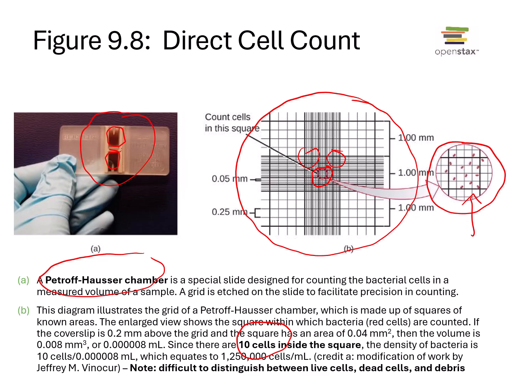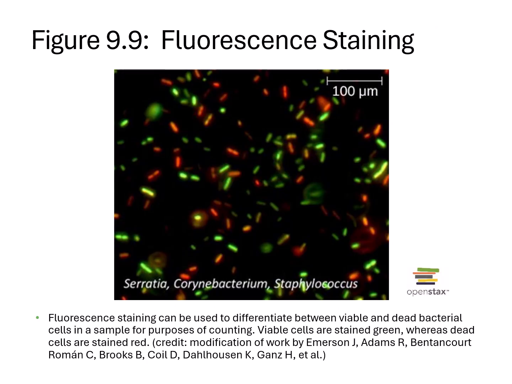But this doesn't always yield an accurate count of the number of cells because you can't really tell between living cells versus dead cells or even debris if they're the same size as the cell. Fluorescent staining can help us overcome that barrier and help us differentiate between living cells and dead cells.